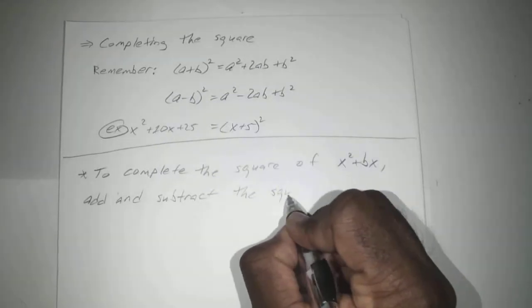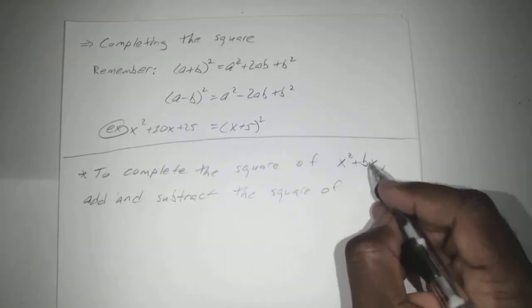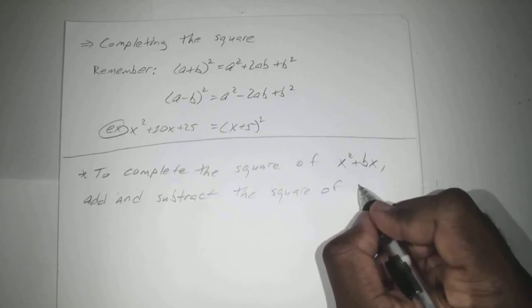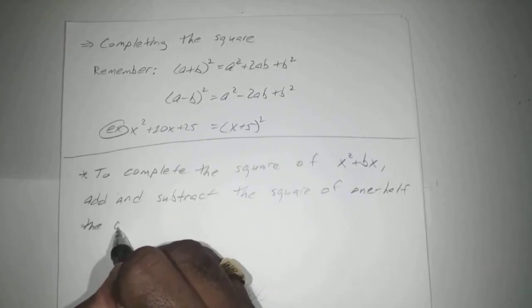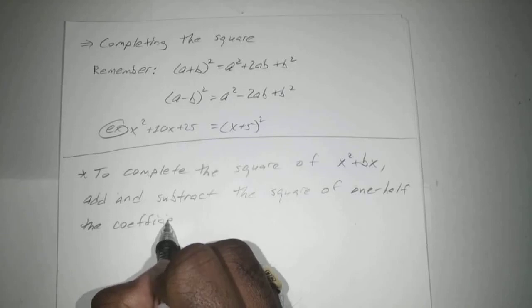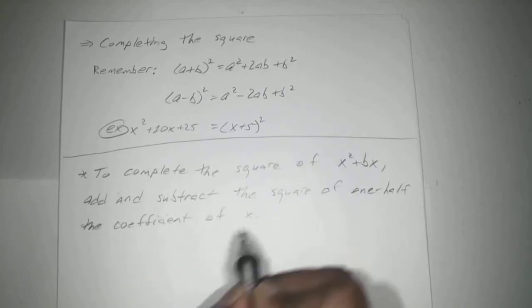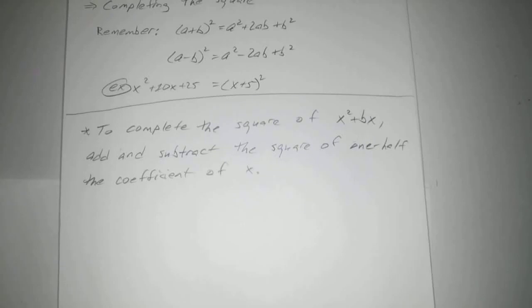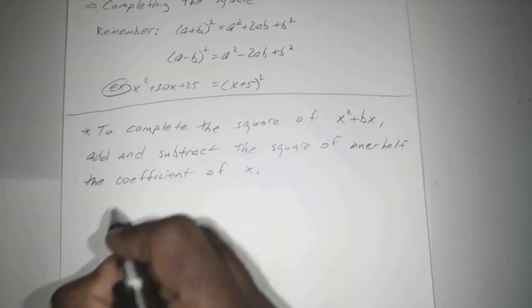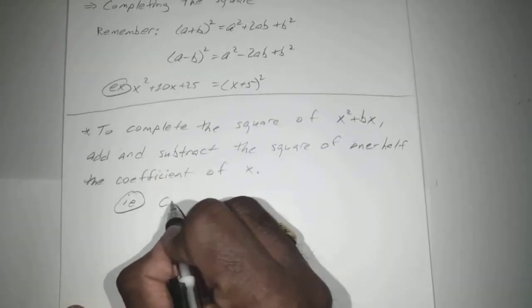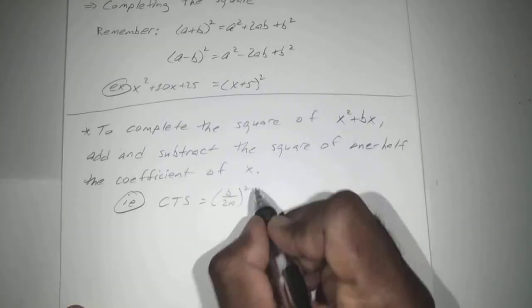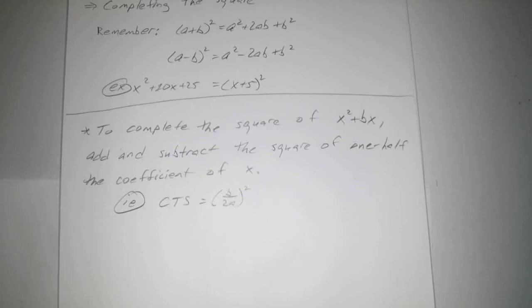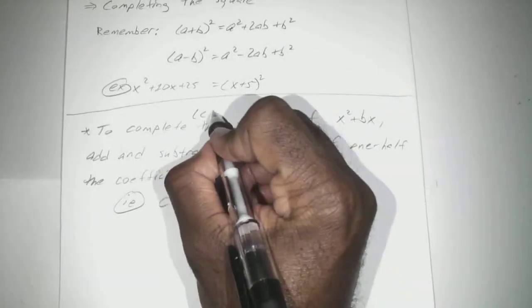The square of 1/2 the coefficient of x. In other words, what you add to complete the square is just (b divided by 2a) squared. And a lot of times, instead of writing out completing the square, you'll see me just write CTS.